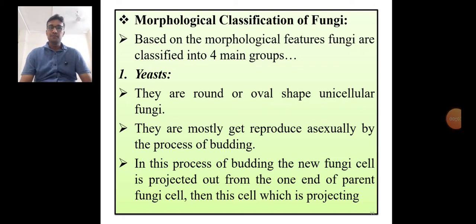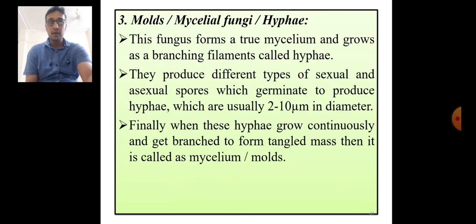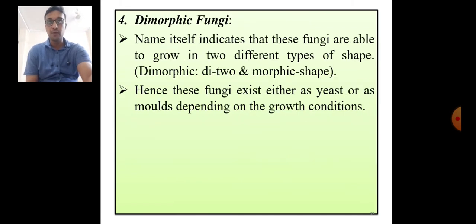Good morning, student. This is the point we started in the last lecture, that is the morphological classification of fungi. In the last lecture, I told you that there are four classes, or four types, of fungi. The first one is the yeast. The second one is the yeast-like fungi. The third one is the mold, and the fourth one is the dimorphic fungi.